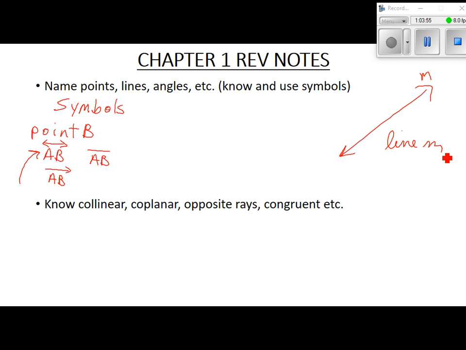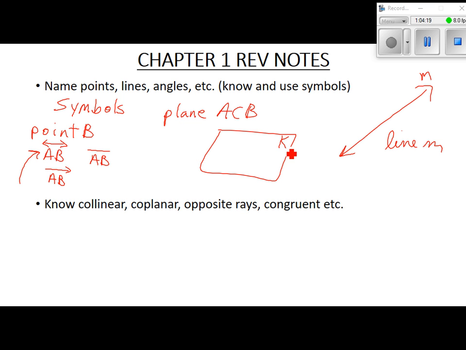A plane, remember with the plane, how do you name a plane? 3 non-collinear points, 3 letters. So maybe ABC or something, or ACB. And we could also name a plane if they happen to give us 1 letter in the corner without a point, then it could be named plane K.